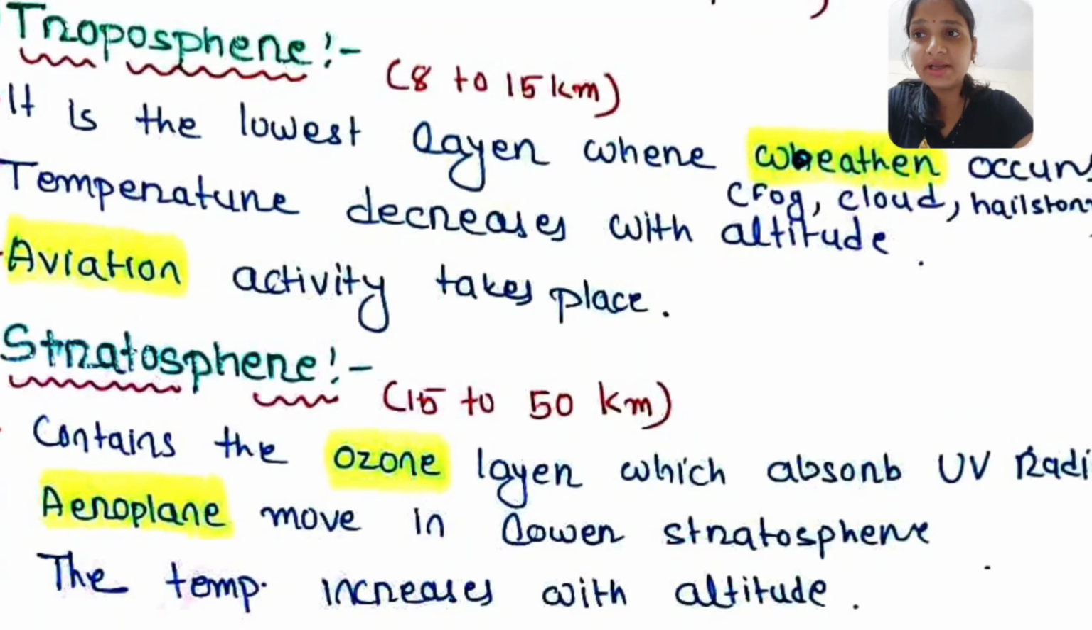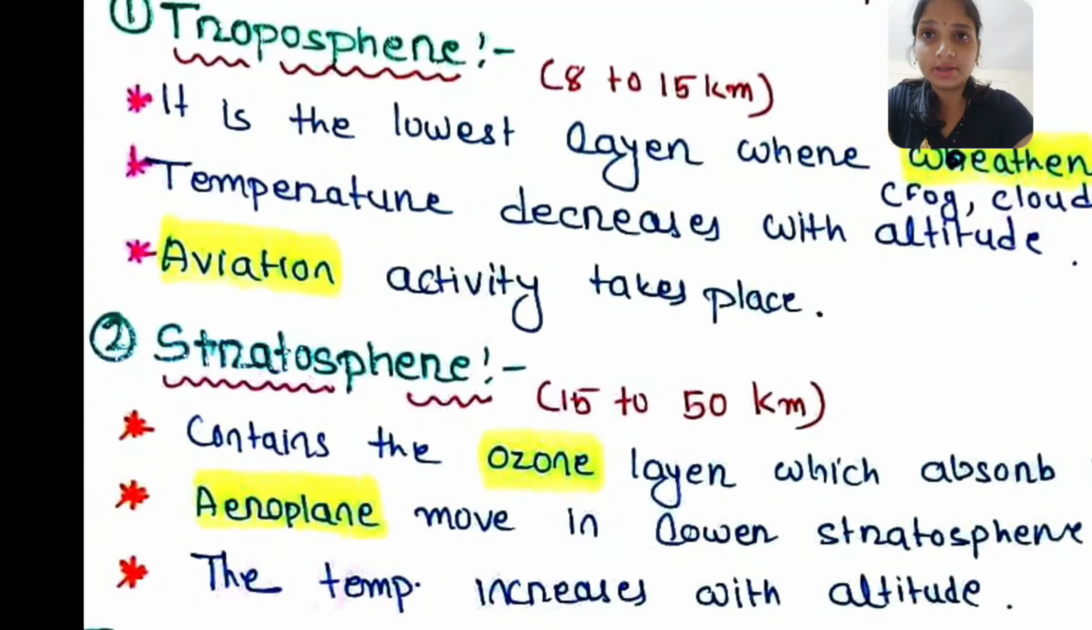Then comes the next layer, the stratosphere, which ranges from 15 to 50 kilometers, and it contains the ozone layer. And this ozone layer absorbs the UV radiation, which is very harmful for life. The aeroplane moves in the lower level of the stratosphere. The aviation activity takes place in the troposphere, but the aeroplane moves in the lower level of the stratosphere. And the temperature increases with altitude. Why? Because of the presence of ozone, which absorbs the UV radiation. So, because of the presence of ozone, the temperature of the stratosphere increases with the altitude.